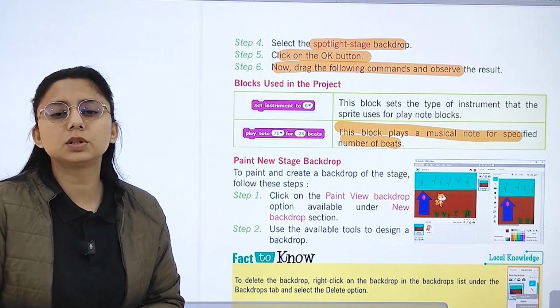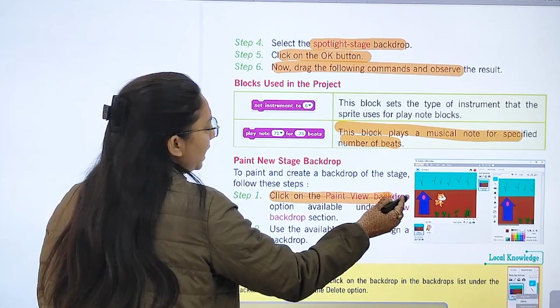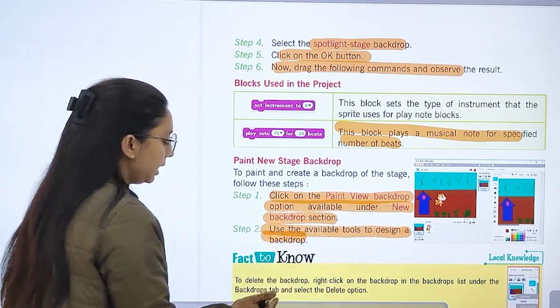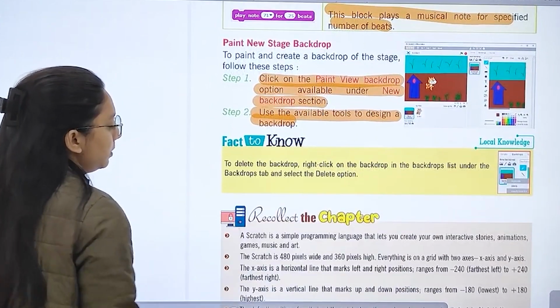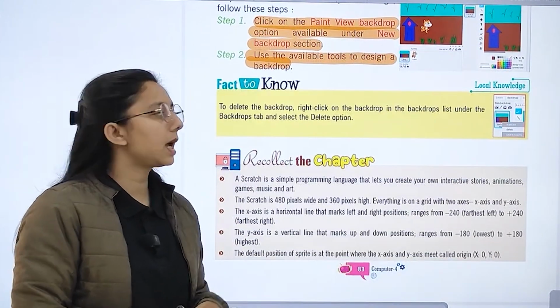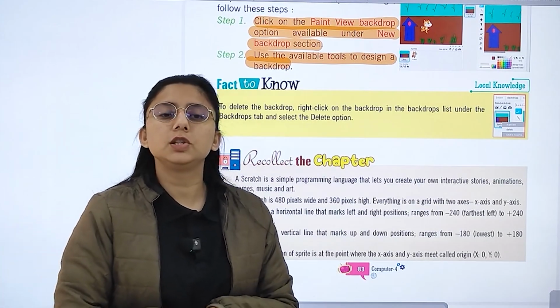Now paint a new stage backdrop. So for that you will click on the paint new backdrop option available under the new backdrop. You will use the different available tools to design your backdrop. Right? These are the different steps how you can change the backdrop.